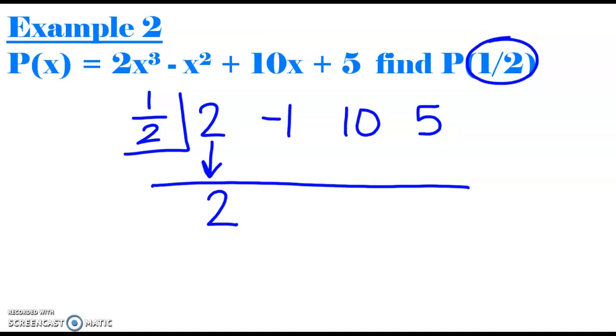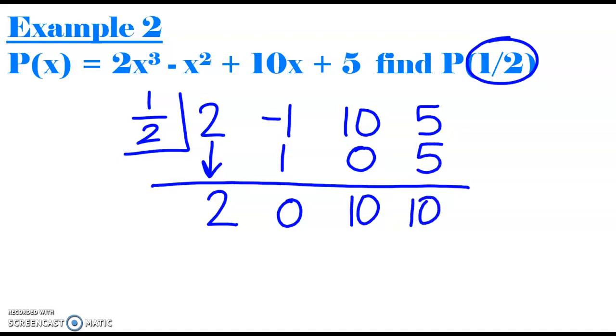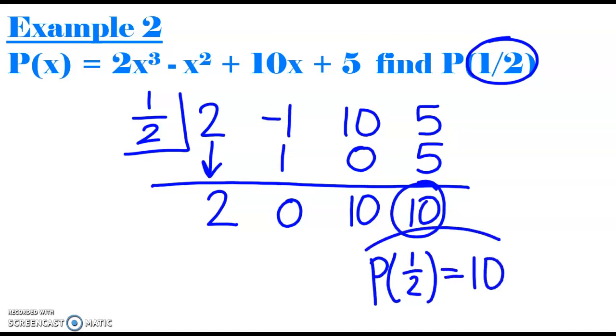So then we go, half of 2 is 1, negative 1 plus 1 is 0. 1/2 times 0 is 0, plus 10 is 10. 10 times 1/2 is 5, 5 plus 5 is 10. Your remainder is your solution, so P of 1/2 equals 10.